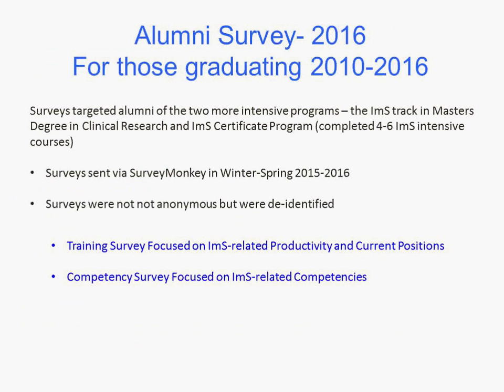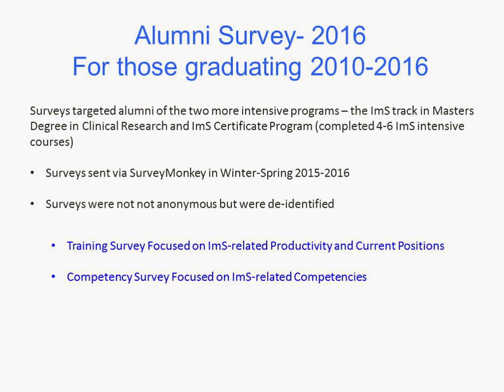We did an alumni survey just this last winter and spring, for the people in those first two degree programs, the intensive immersion, where they either did the implementation science track in the master's program or the implementation science certificate, so they had to take an intensive number of implementation science courses. It focused on two things: their productivity, how many grants and papers they're writing and what their position is, and things that relate to competencies in implementation science, such as comfort in developing an evaluation plan, running a focus group, and doing community-engaged research. So we have a variety of competencies.